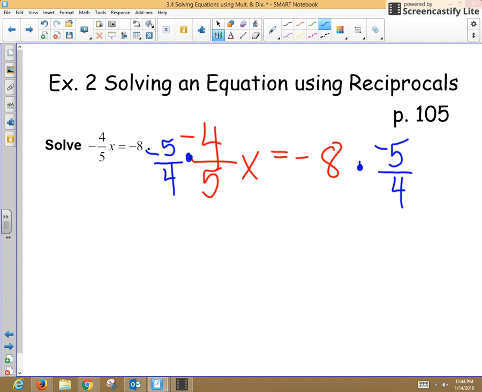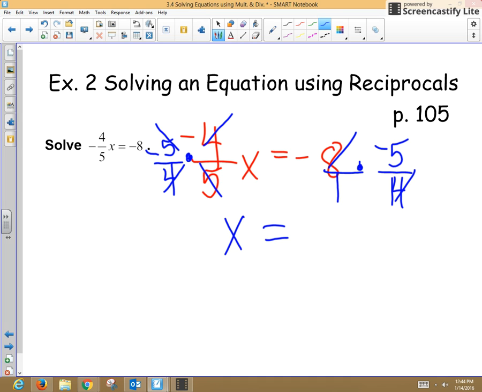Now looking here, we will see that the 5's cross cancel and the 4's cross cancel. A negative times a negative makes positive 1, so we can just bring it down as positive x equals. Now I'm going to show 8 as 8 over 1, and now I'm going to look to see if I can cross simplify. Well, 4 and 8 are both divisible by 4.